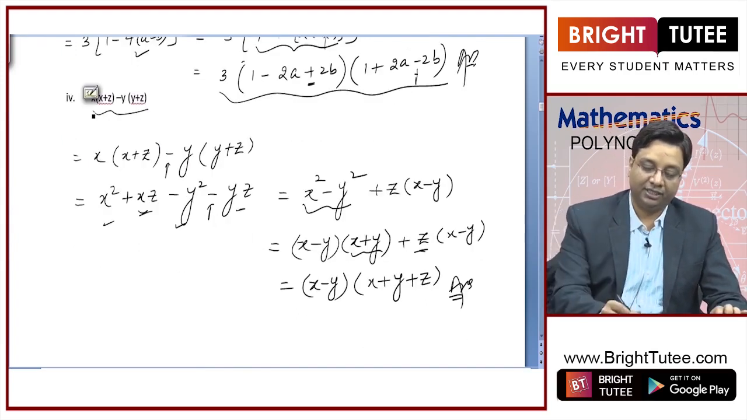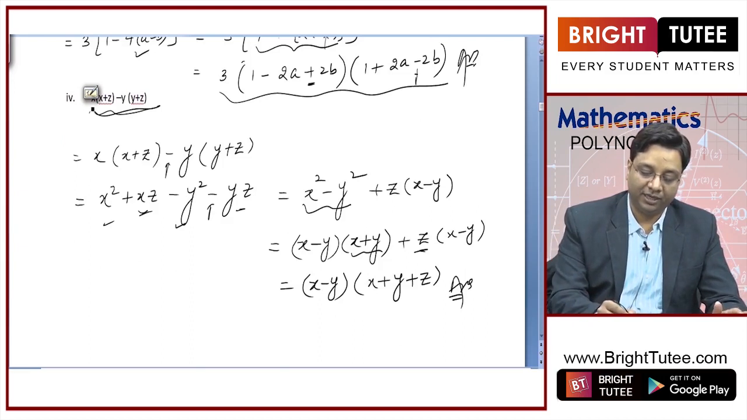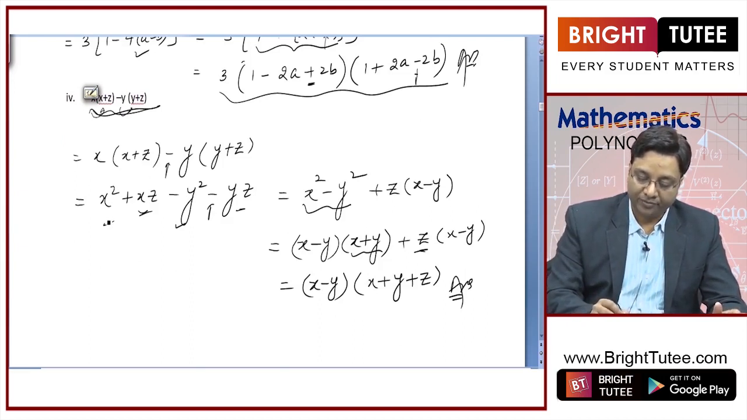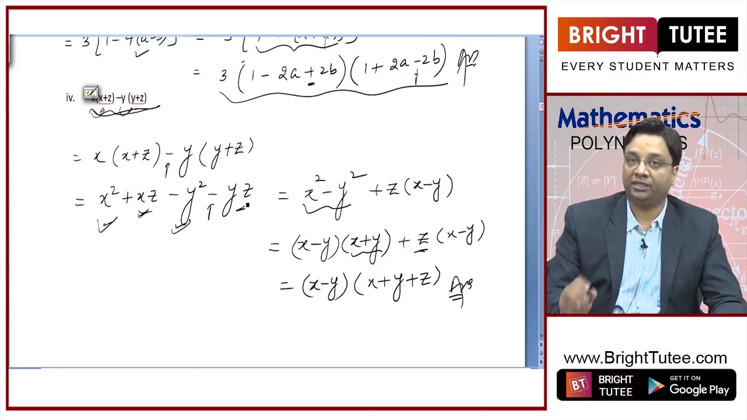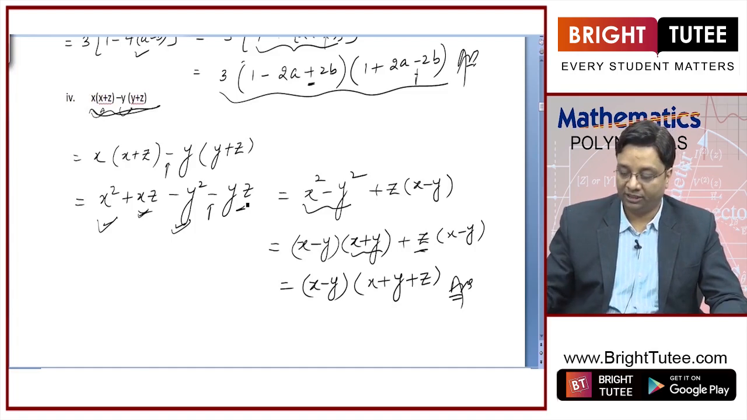So first thing that we expanded this expression, we multiplied it inside the brackets, and then we saw that these two terms can be clubbed together and these two terms could be clubbed together, so we proceeded in that way.